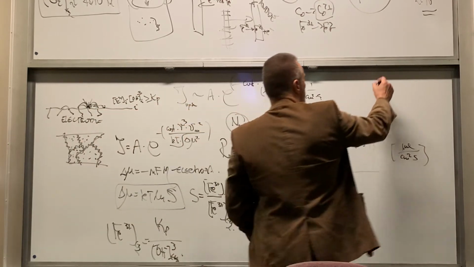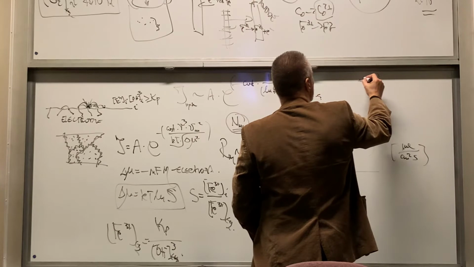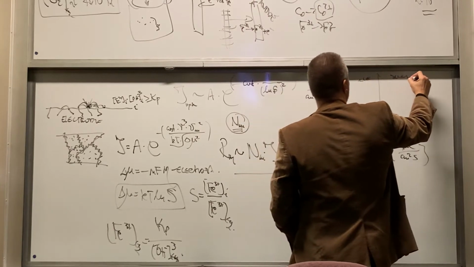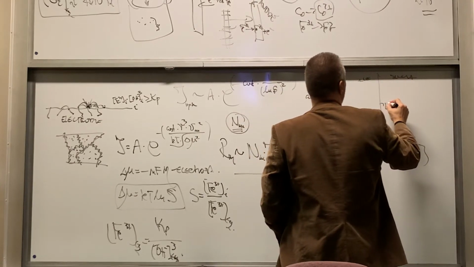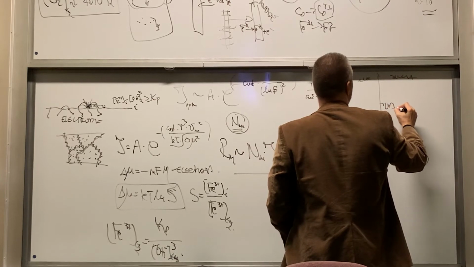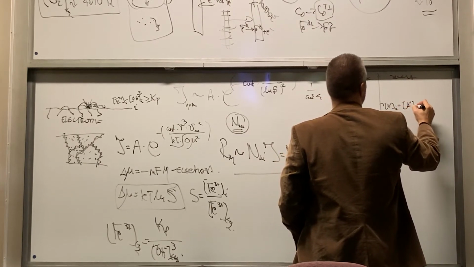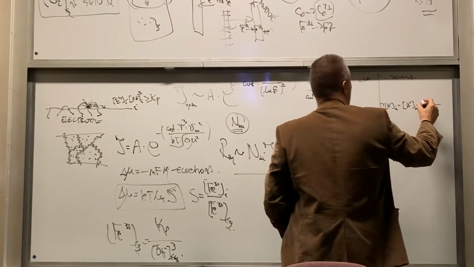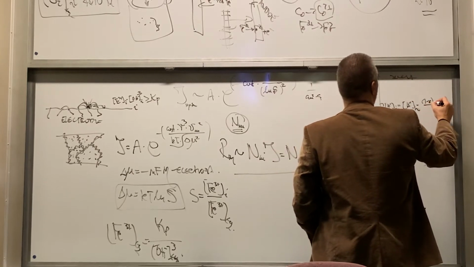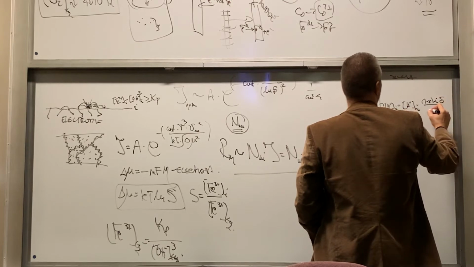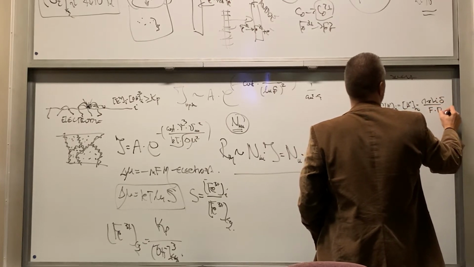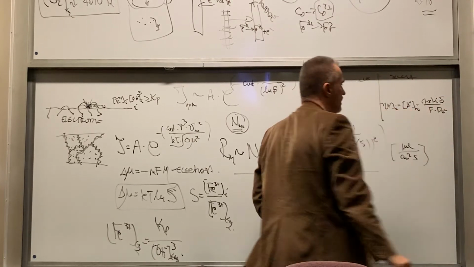So this is our interface: electrode, solution. H plus at the interface is equal to H plus bulk minus 1 minus gamma I delta over F times dH plus, right? Okay.